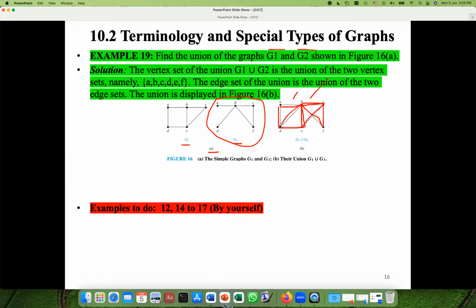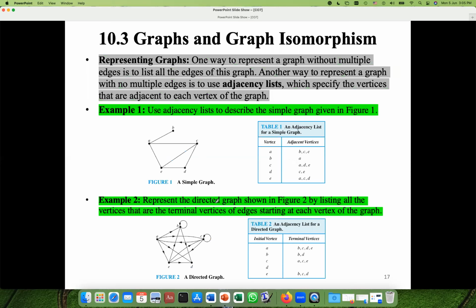Union of all edges, union of all vertices. This E, which was here, not here, but now in the resultant it is available. So after doing the union of vertices and edges, the graph that you will get would be the union of two graphs. So this is simple. And there are some examples, 12, 14, 16, you have to do by yourself.